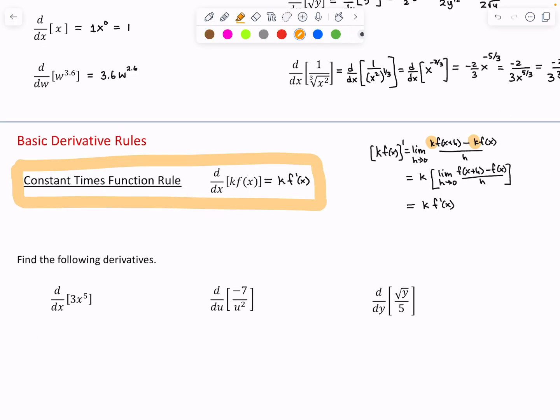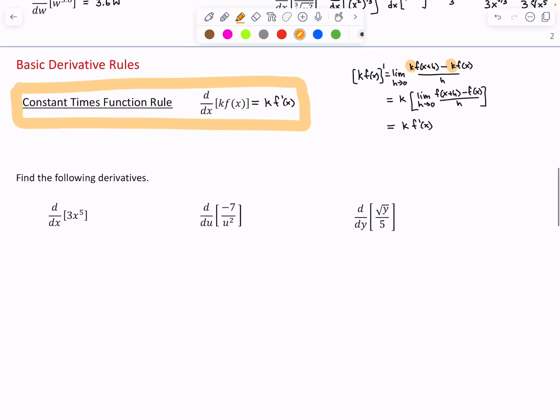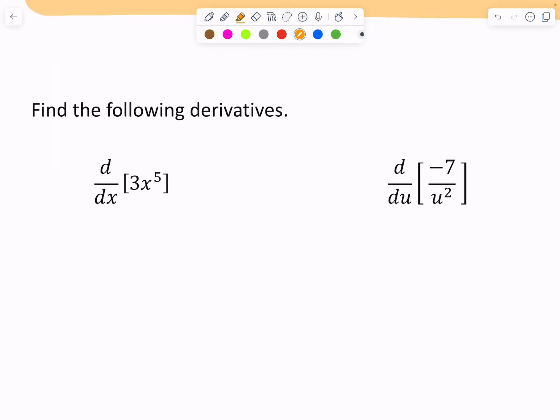So this becomes a rule that you really ought to memorize moving forward. Let's apply it in some of these examples. Is the derivative with respect to x of 3x to the fifth. So 3 is like some constant, and then x to the fifth is some function. So applying this rule, I know I'm going to get 3 will stay, and I now just have to differentiate the function next to it. So 3 times the derivative of x to the fifth.